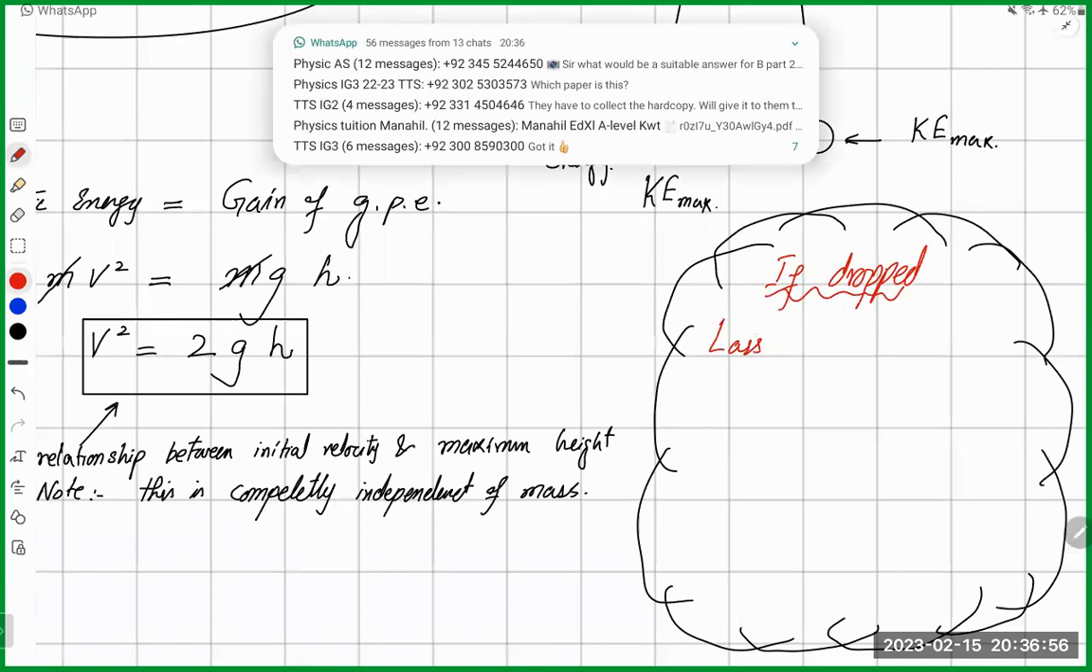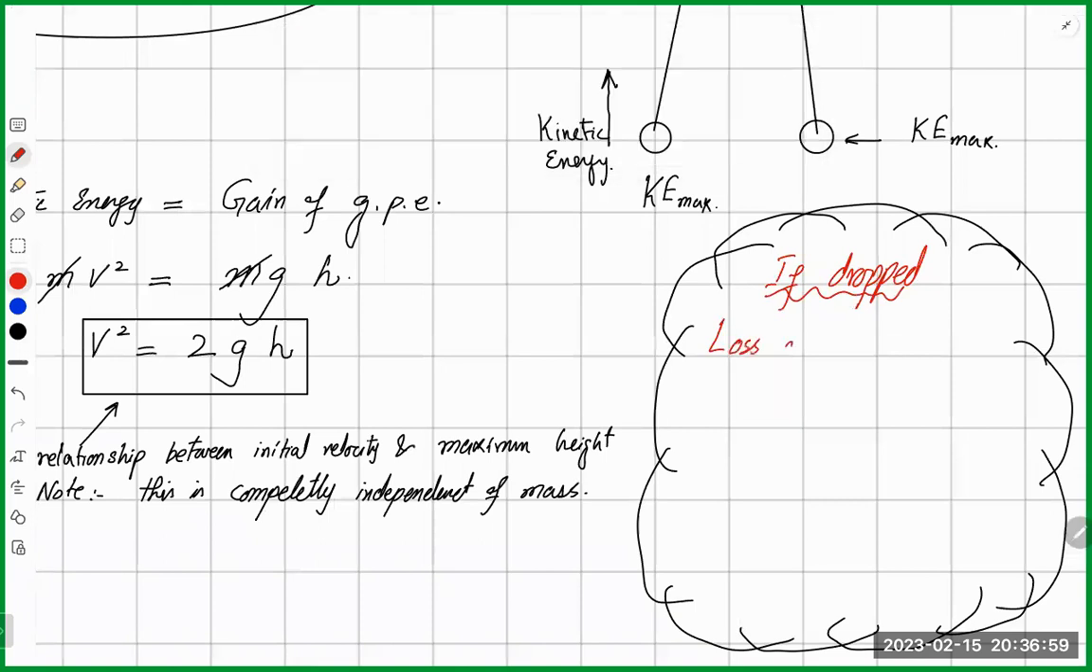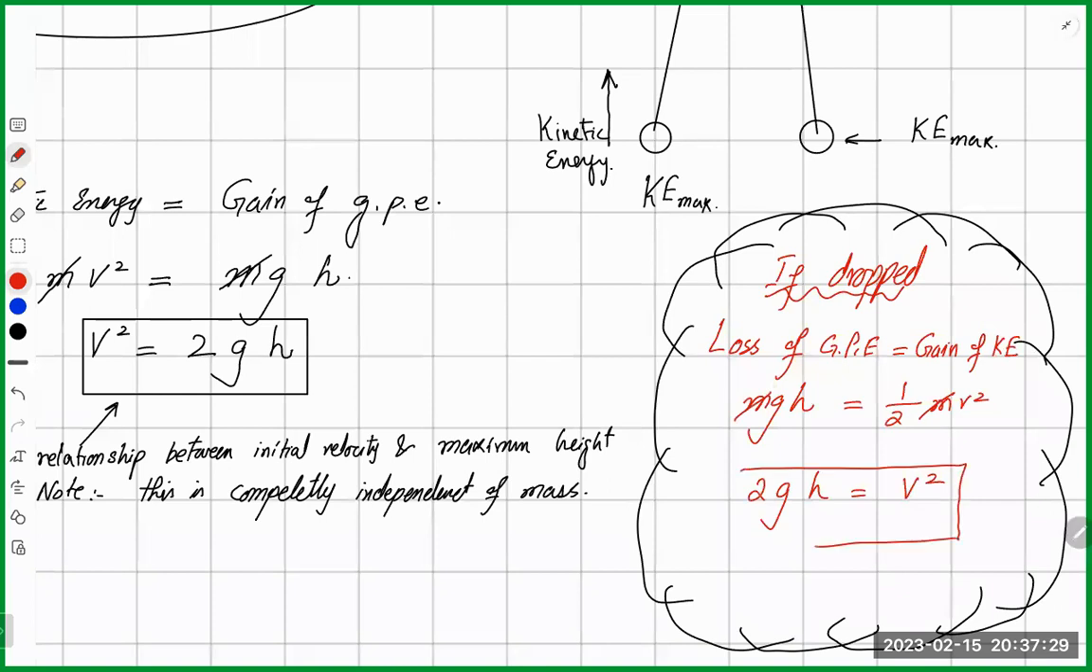loss of gravitational potential energy equals gain of kinetic energy. So again, mgh equals half mv squared, and I hope you can see that the m is again irrelevant. So 2gh equals v squared, same relationship, but the concept is different: in this case it is not the kinetic energy that converts into gravitational potential energy. It is gravitational potential energy that converts into kinetic energy.